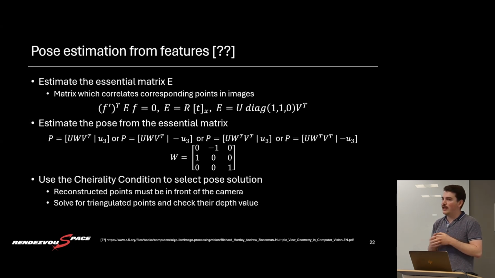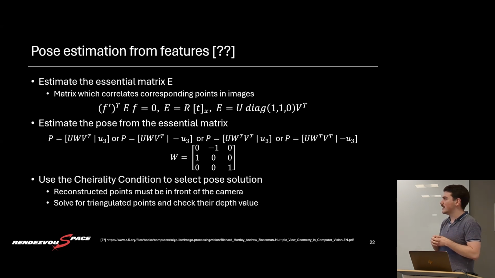So from here, we have 2 images with some dots on the pictures. How do we get the pose? The classic way in computer vision to do this is you first estimate the essential matrix. This is a matrix that correlates the corresponding points in images. And the most formal definition, I would say, is from this epipolar constraint, which is that first equation there. The f prime and the f here are the normalized coordinates of the features in the 2 images. And what the essential matrix does is, it completes that equation.